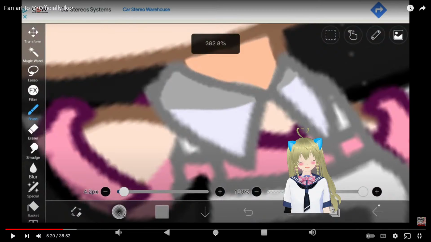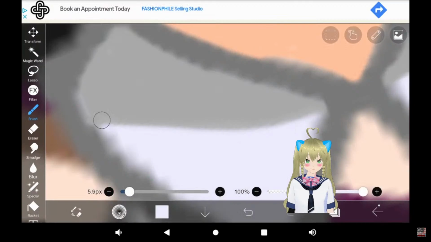So about that, I used the airbrush, the normal airbrush. I used the normal airbrush because I use it for some shadings, if you're wondering how. I really can't explain it.